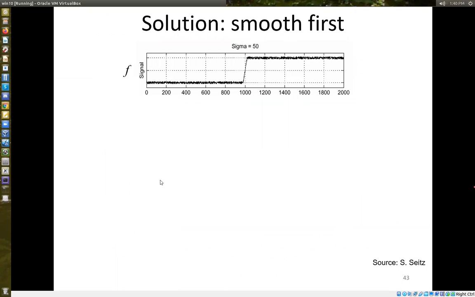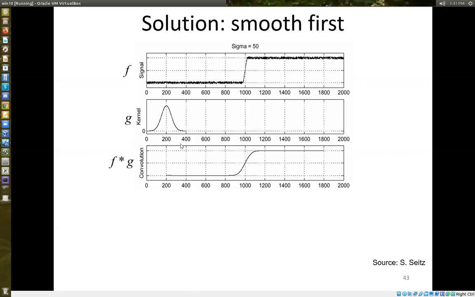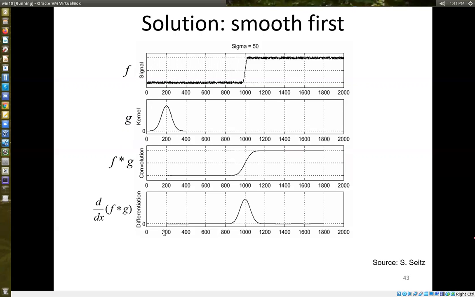In general, we can always solve this noise problem by doing low pass filtering, and then the edge detection. For example, I can use a Gaussian filter, which is the most popular. I first do a Gaussian filter, and then I take the derivative, right? Of course, I can do that with any other filter in general.